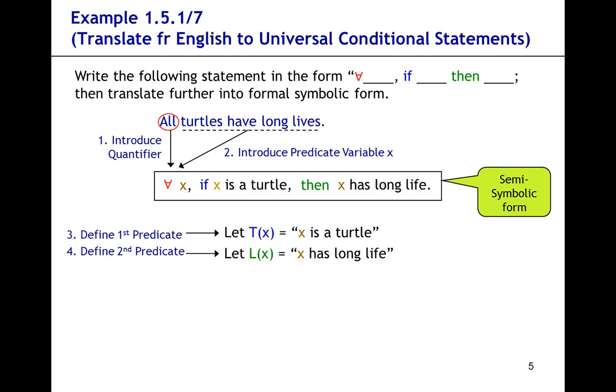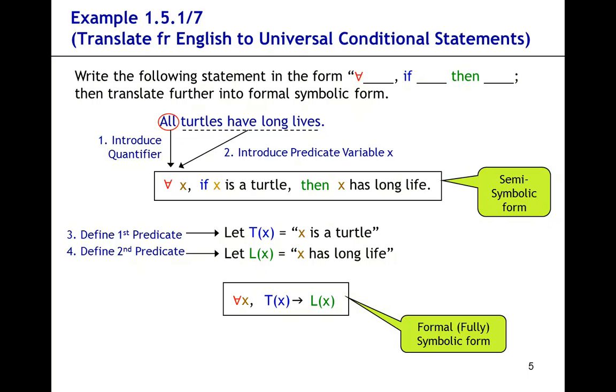Finally, we can put all the symbols together. Focus on the semi-symbolic statement again. Keep the for all x symbol as it is. If x is a turtle, can be replaced by the predicate T of x. Then can be replaced by the symbol right arrow. And x has long lives can be replaced by the predicate L of x. That is the fully symbolic form. Check that you have defined two predicates for this situation.